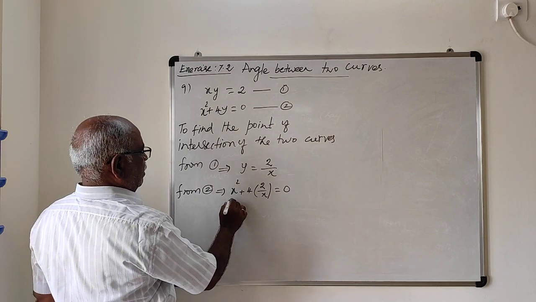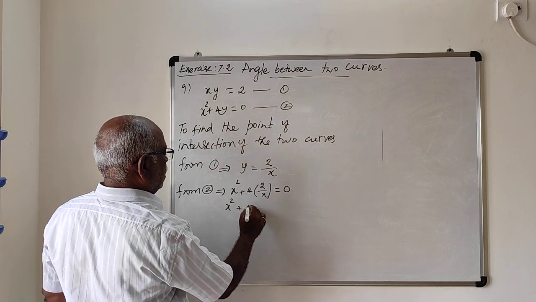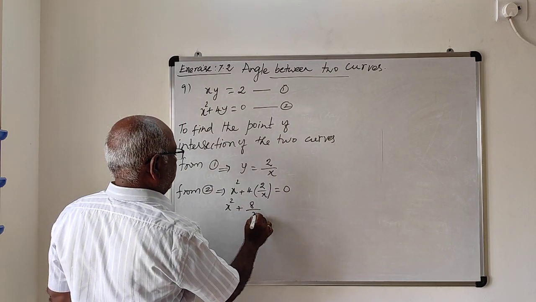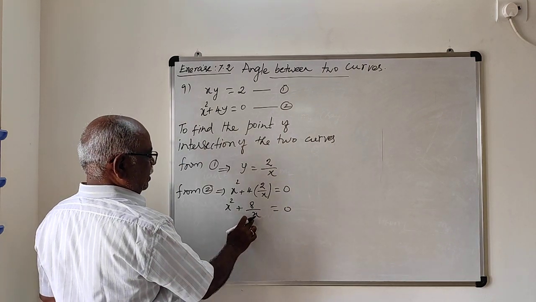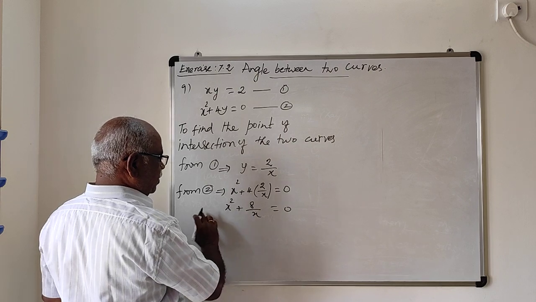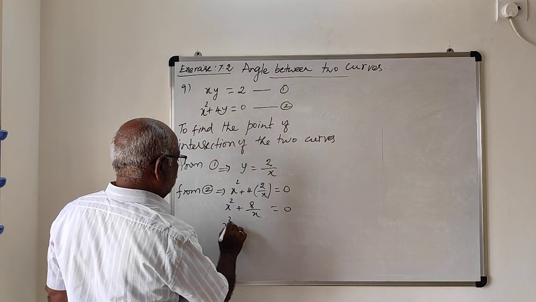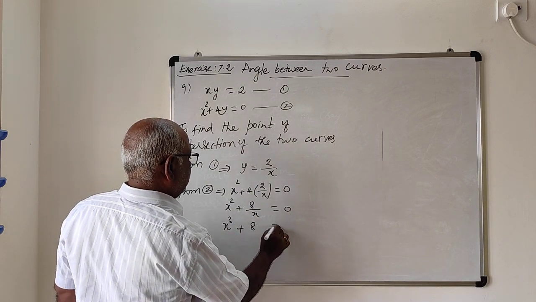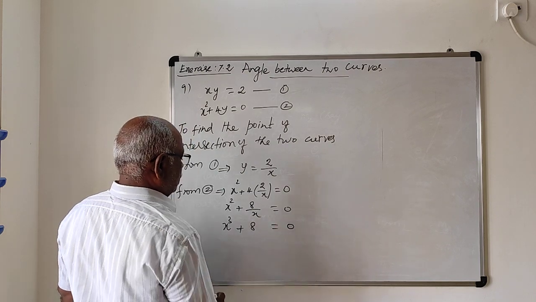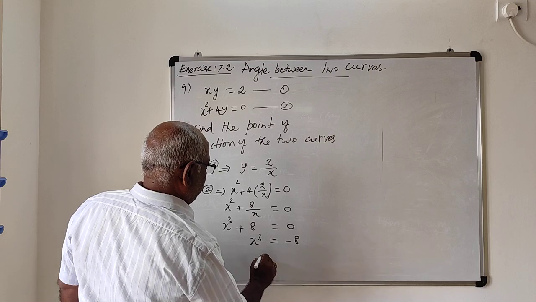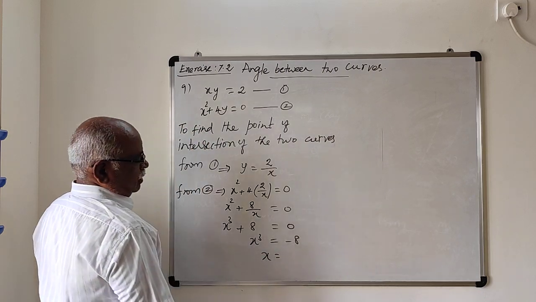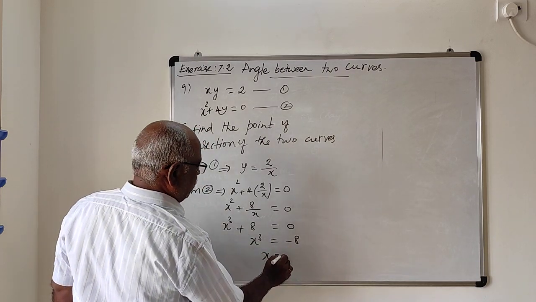x square plus 4 2s are 8 by x equal to 0. Multiply throughout by x, eliminating the denominator x. This is x cube plus 8 equal to 0 into x, that is 0. From this I get x cube equal to minus 8, which implies x equal to minus 2.